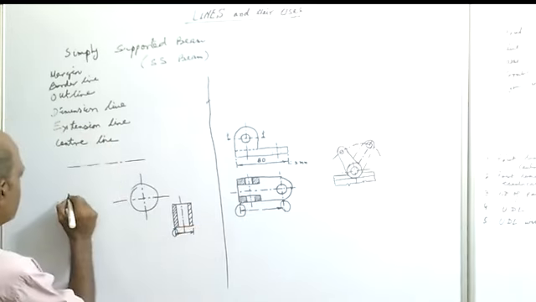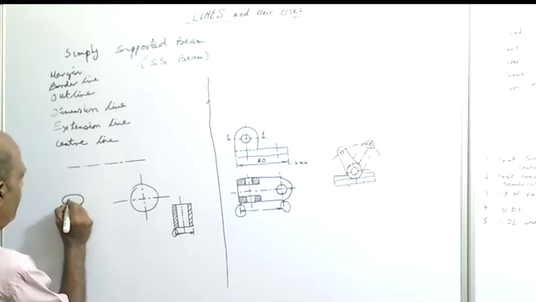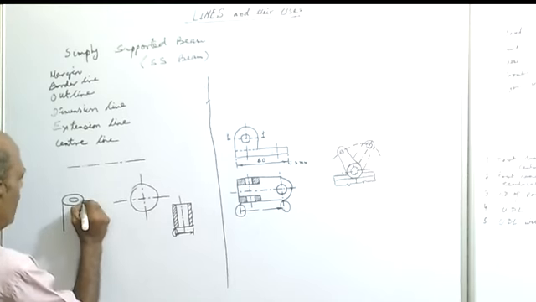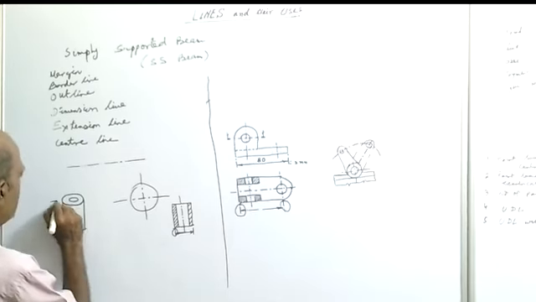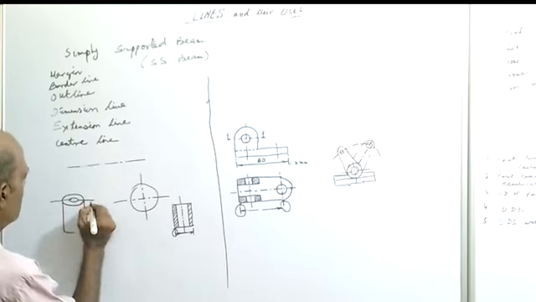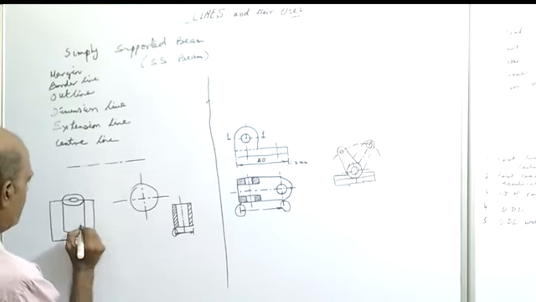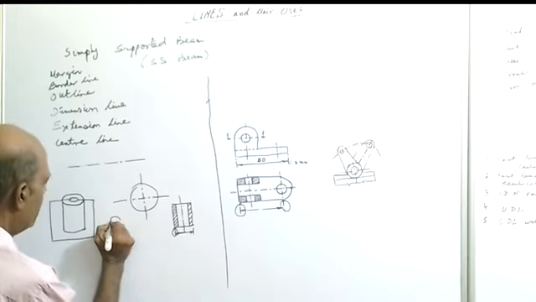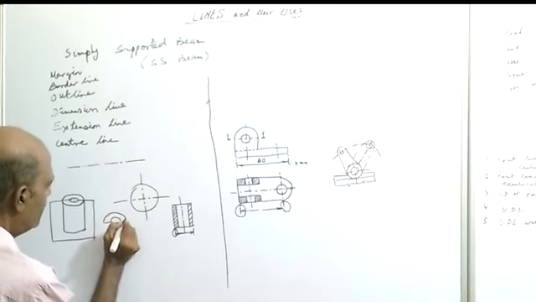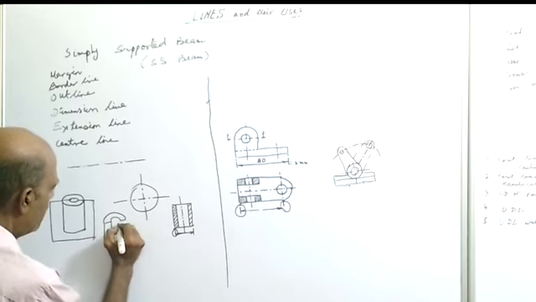Say a cylinder is cut into two halves. Say this is the cylinder, this is the inner diameter, a hollow cylinder. Now if this hollow cylinder is cut into two halves, this is the cutting plane. Then what will we see? We will see like this: the inner circle and the outer circle. This material portion will be cut.